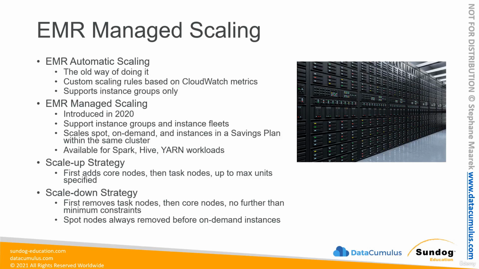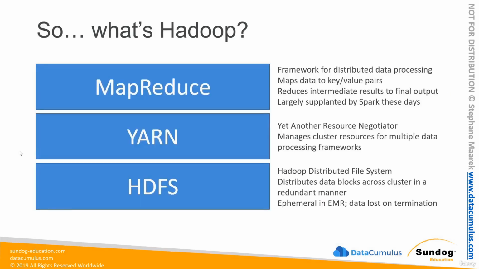So you can say, I want no fewer than this many task nodes, I want no fewer than this many core nodes, and managed scaling will honor that as it scales down as need be. Also, note that Spot nodes will always be removed before on-demand instances with managed scaling. Okay? So that's managed scaling and how it works. Basically, you specify a max number of units and a minimum constraint on the number of nodes. Core nodes and task nodes are both managed, and you can apply that across a fleet and not just an instance group. So let's start talking more about the applications you'll be running on your EMR cluster.